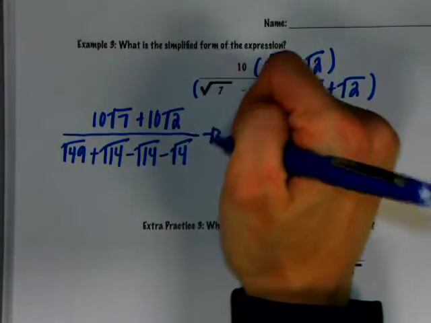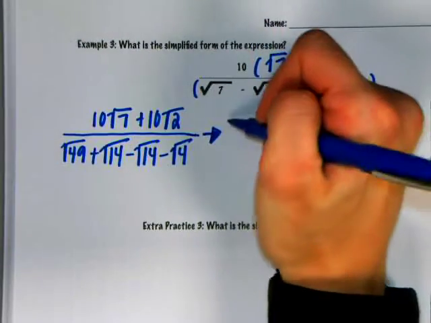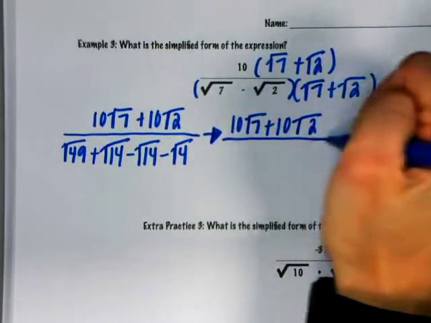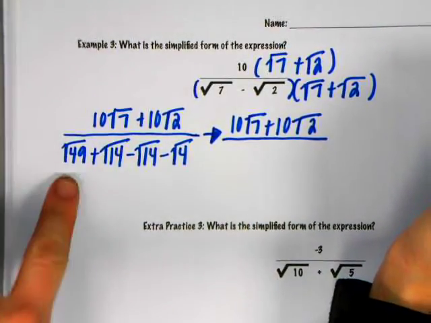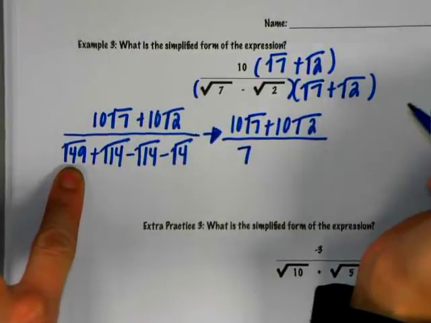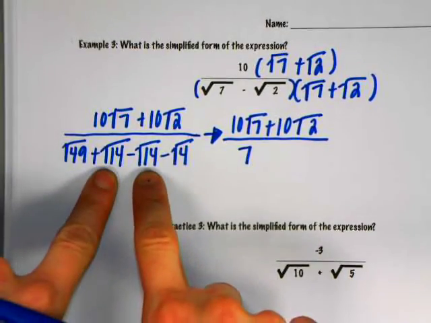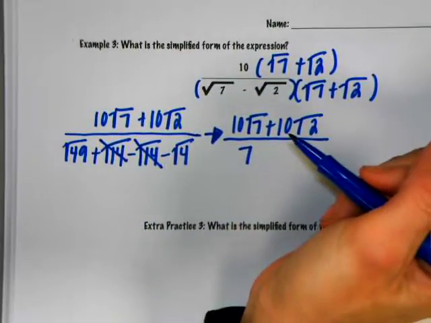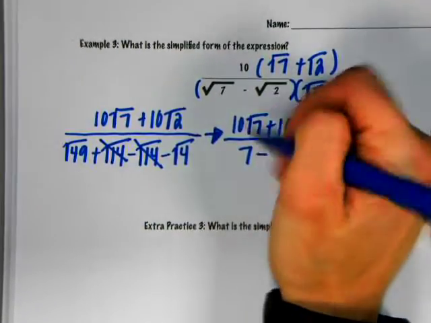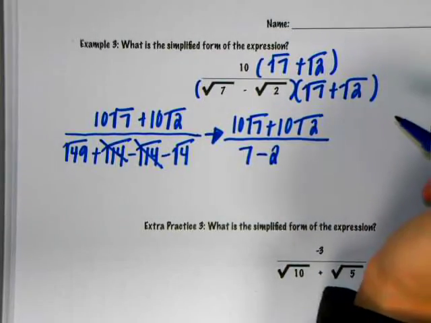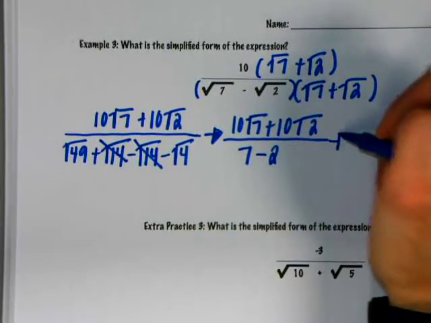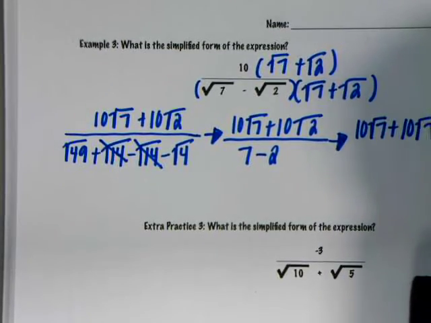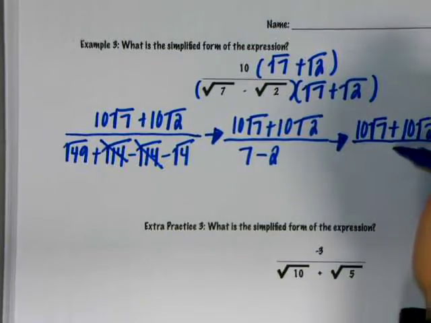And then we can start simplifying stuff. The top, you can't break down either of those radicals or anything, so just keep it the same. And then on the bottom, the square root of 49 is 7. These are like radicals in the middle. Positive radical 14 and negative radical 14 cancel out. And then minus square root of 4, which is 2. So you'll have 10 radical 7 plus 10 radical 2 over 7 minus 2, which is 5.